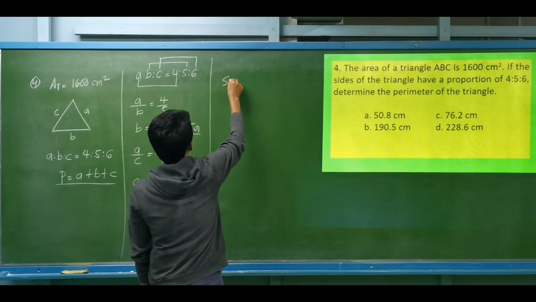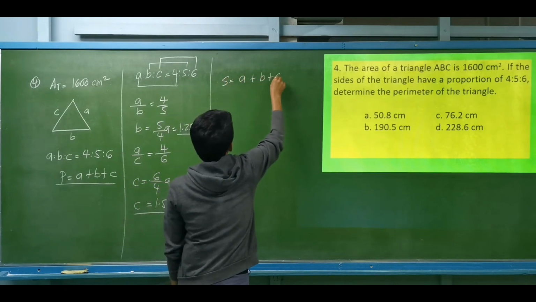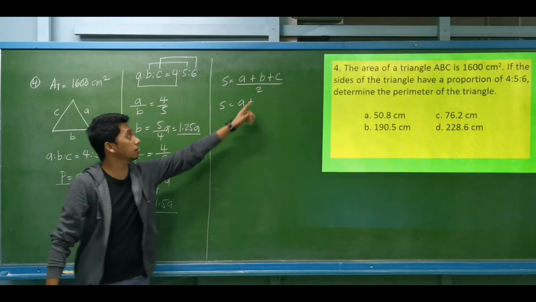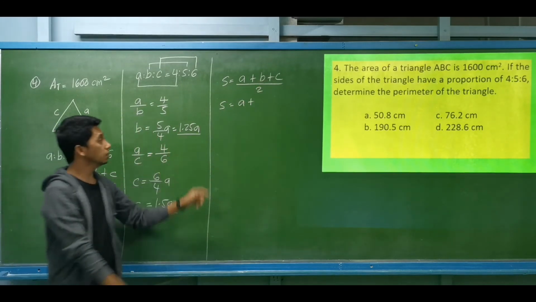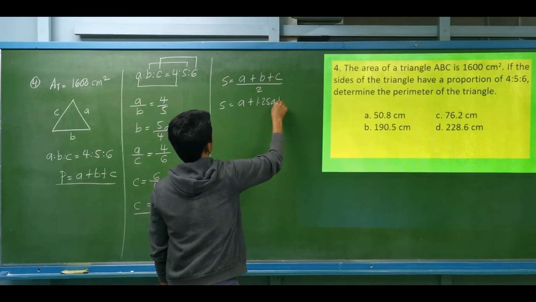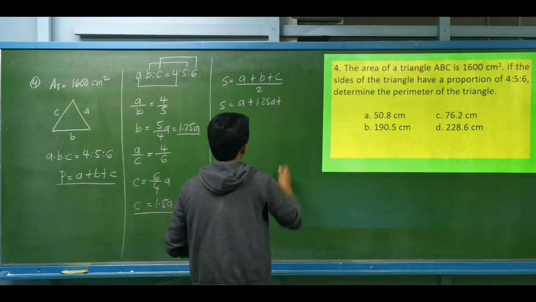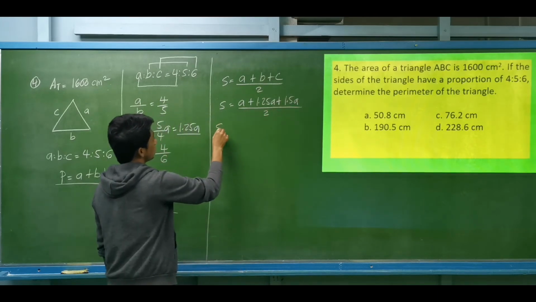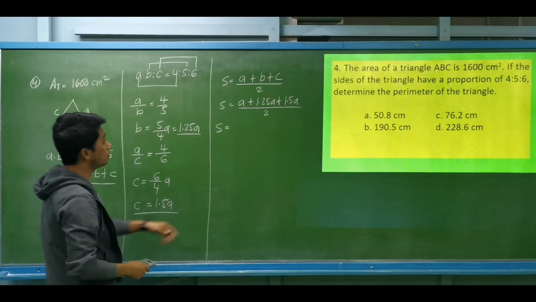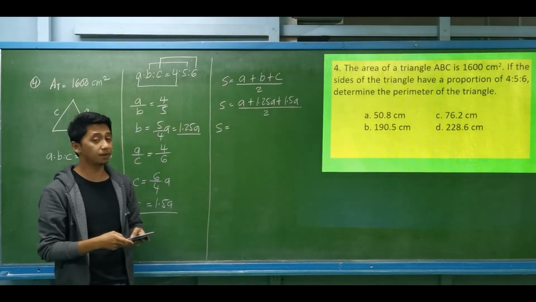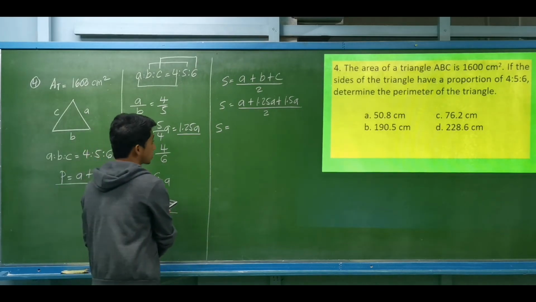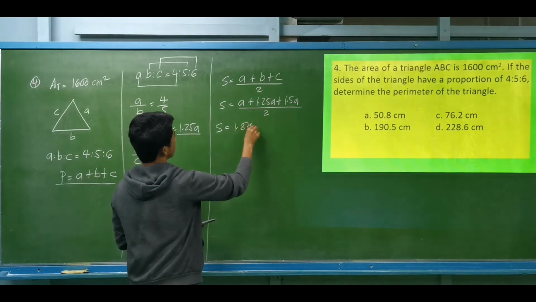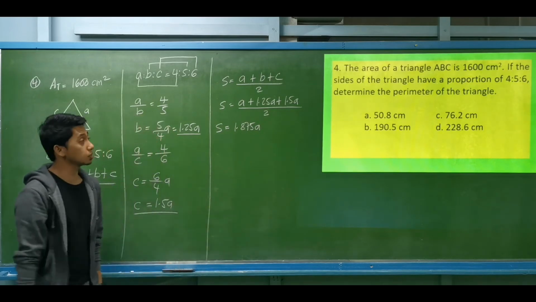For the Heron's formula, kailangan natin yung semi-perimeter, side A plus side B plus side C divided by 2. Yung semi-perimeter is side A plus, ano equivalent ni B in terms of A? That is 1.25 of A plus side C, ano equivalent ni side C in terms of A? This is 1.5 of A. So semi-perimeter divided by 2. So the semi-perimeter is 1 plus 1.25 plus 1.5, ang lalabas dito ay 3.75 divided by 2. This is the same as 1.875 of A. Yun yung ating equivalent semi-perimeter.